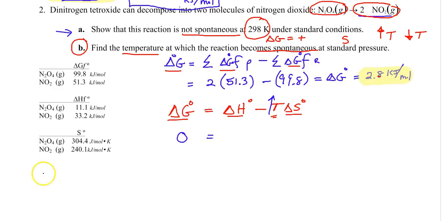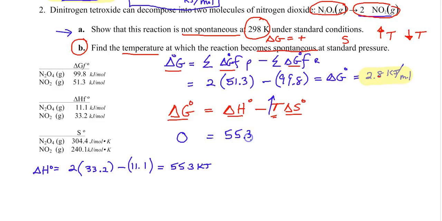And the products, there's 2 of them. So for delta H standard, we'll do 2 times NO2, and NO2 is 33.2. That's its heat of formation. And I'm going to minus the reactant, only one of them, which is N2O4, which is 11.1. And when we do that, we get 55.3, and of course, that is in kilojoules per mole. And that would go here. So 55.3 kilojoules per mole.